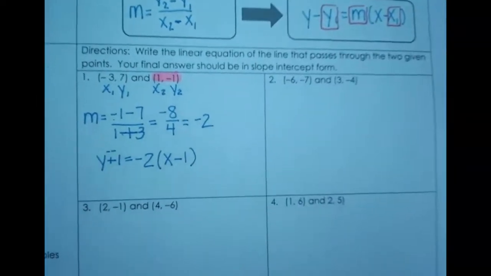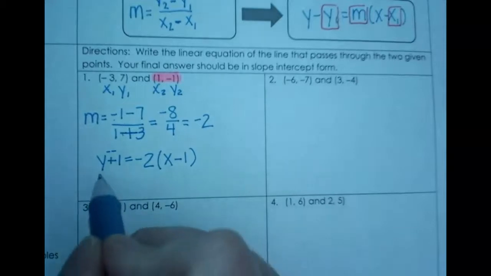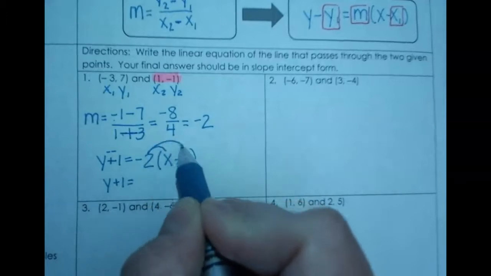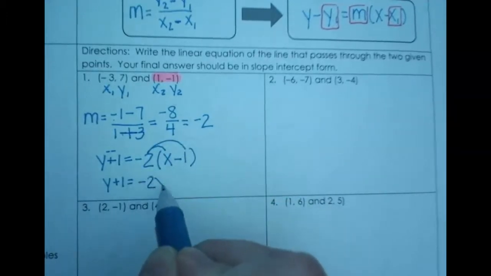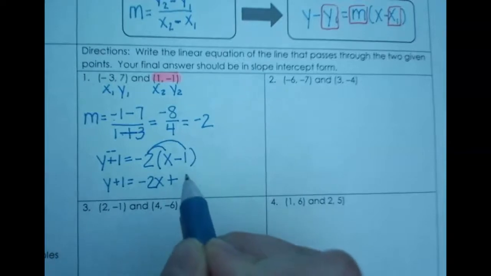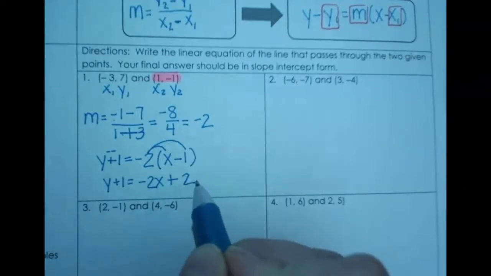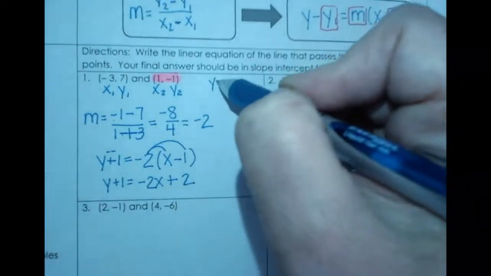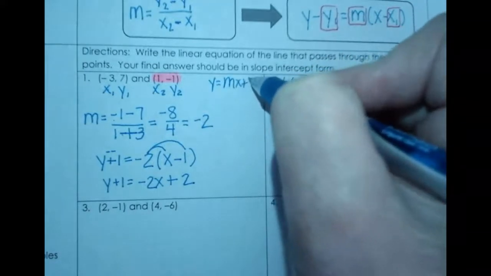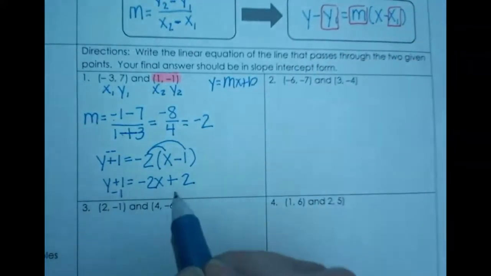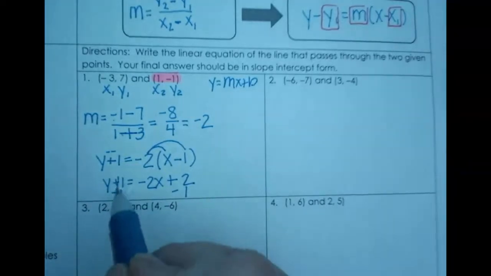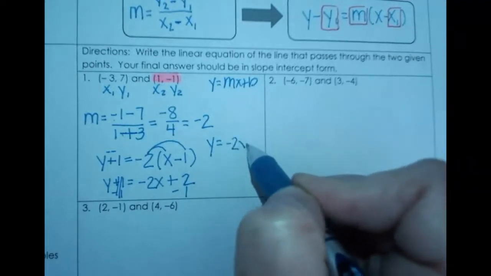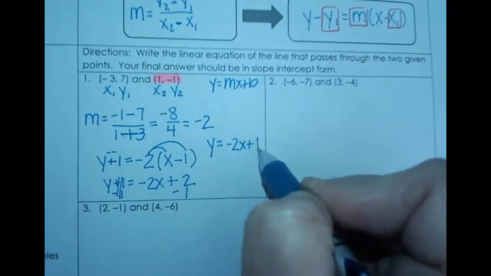Once everything's plugged in, you can start simplifying. So we've got y plus 1. And -2 needs to distribute through, so we get -2x plus 2. And then to start simplifying, I want y all by itself because I want this to be in y equals mx plus b form, so y has to be alone. I'm going to subtract 1 from both sides, which cancels to 0, so I get y equals -2x, and 2 minus 1 is a positive 1.